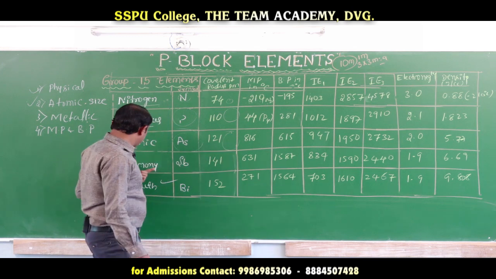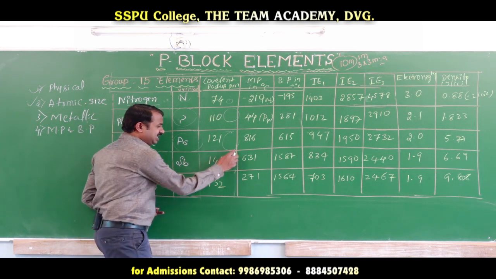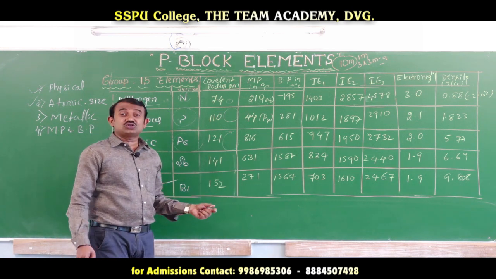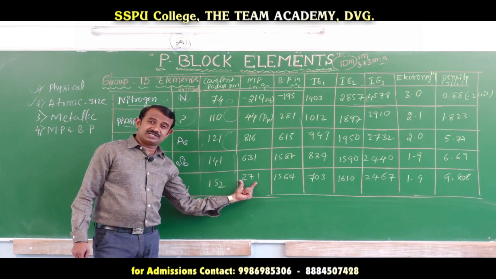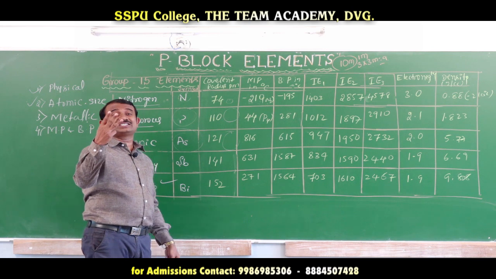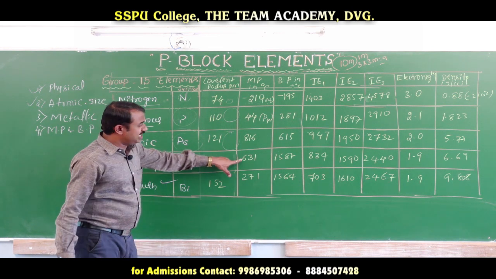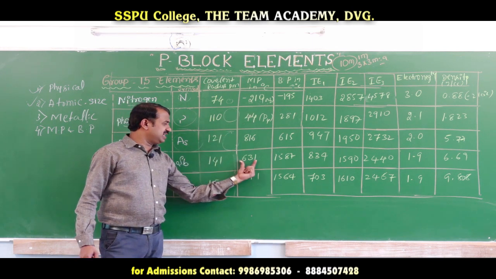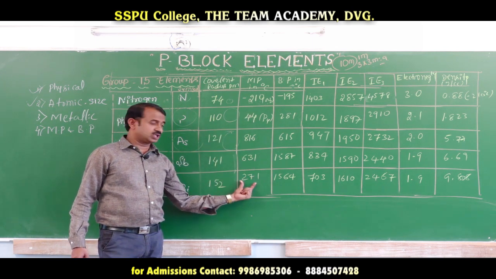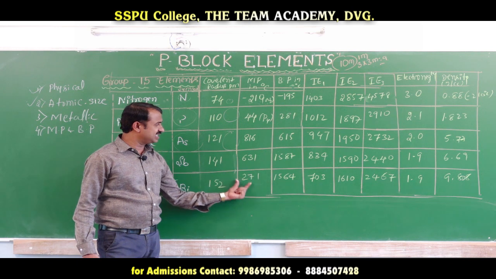Again here, antimony and bismuth have 631 and 271, due to the inert pair effect. The stable oxidation state is +3, and that is why +1 is also seen. Here the melting points are 631 and 271, a decreasing order.